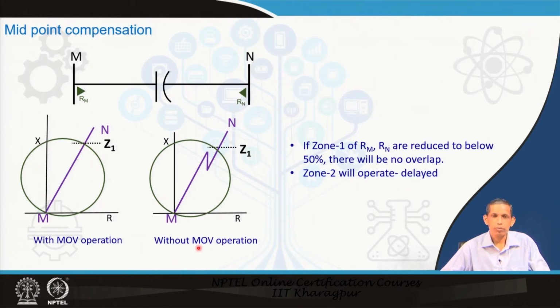Now, without MOV operation, if the MOV does not operate, then the capacitor will be there in the fault loop. So, this is 50%, then the corresponding capacitance value gives a dip, and then the corresponding line section, let us say the next 30% or so, that is N. So, this 30% becomes this. Therefore, the characteristic that you have copied from here for zone 1, and then the corresponding characteristic happens to be this one.